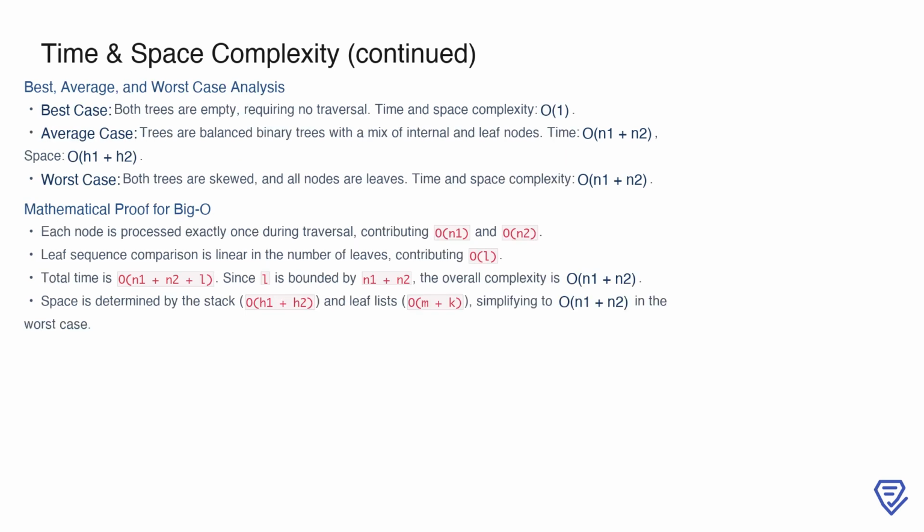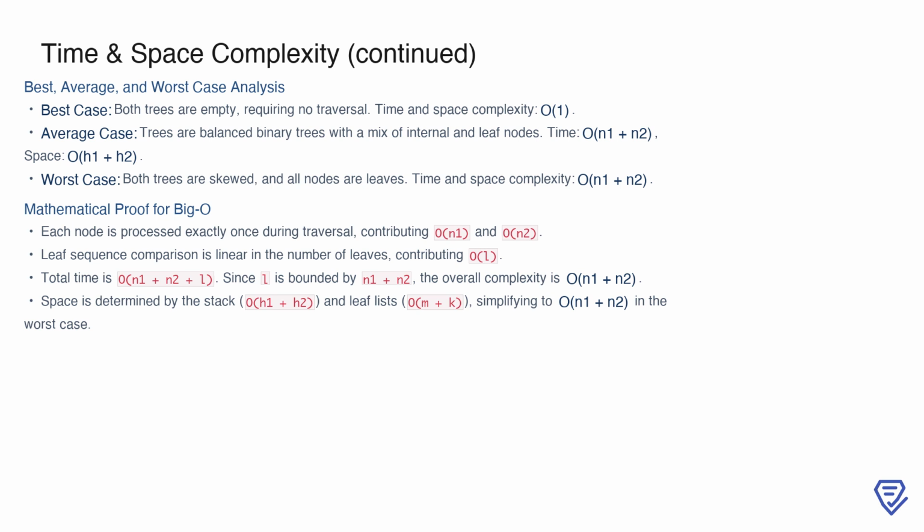Finally, let's look at the best, average, and worst-case scenarios. In the best case, both trees are empty, requiring no traversal, and the time and space complexity is O(1). For the average case, where the trees are balanced binary trees with a mix of internal and leaf nodes, the time complexity is O(n1 plus n2), and the space complexity is O(h1 plus h2), as the traversal depth is limited to the tree height. In the worst case, the trees are skewed, and all nodes are leaves.